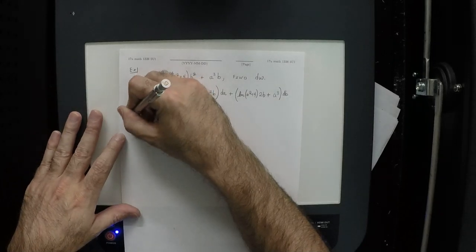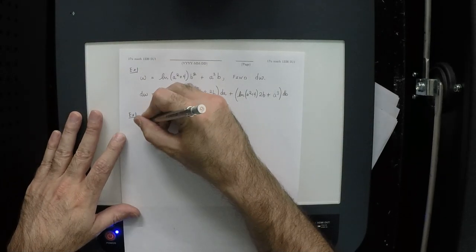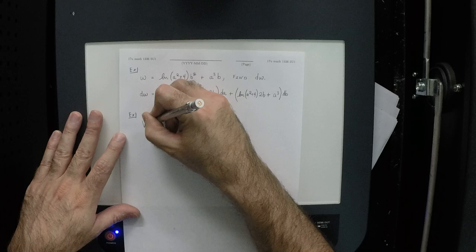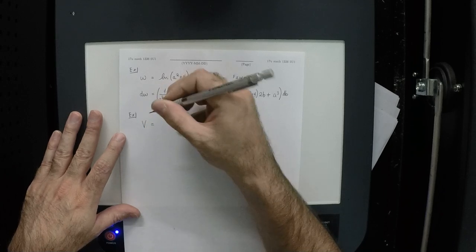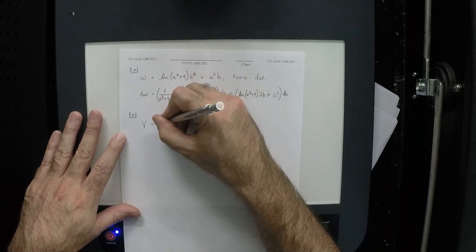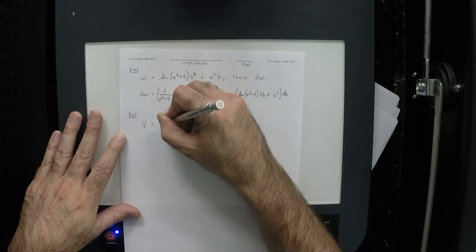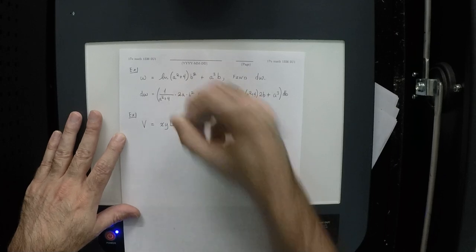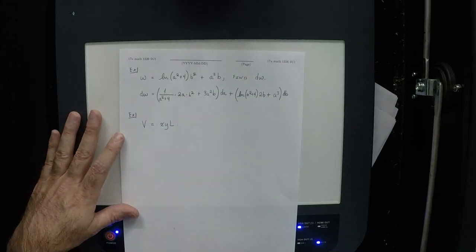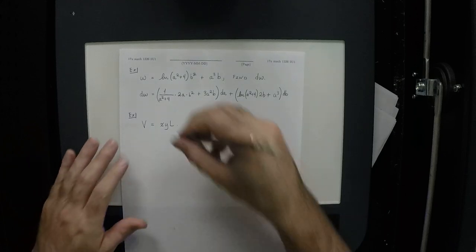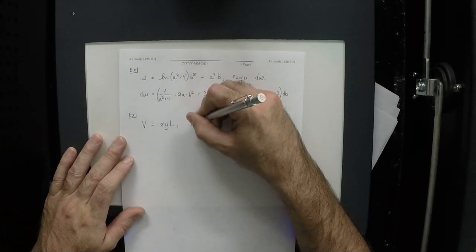Okay, how about from the Lagrange problem that we did a century ago? We said that it was x y l. That was the volume, right? We had a formula that was x y l. Please compute for me dV.